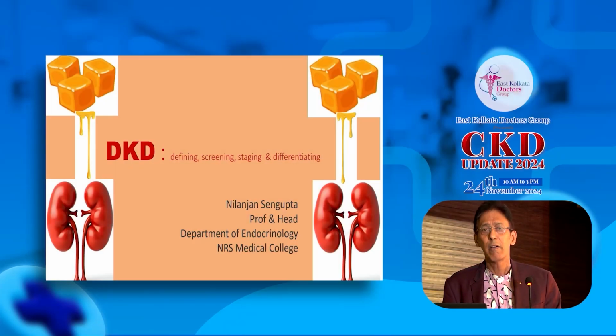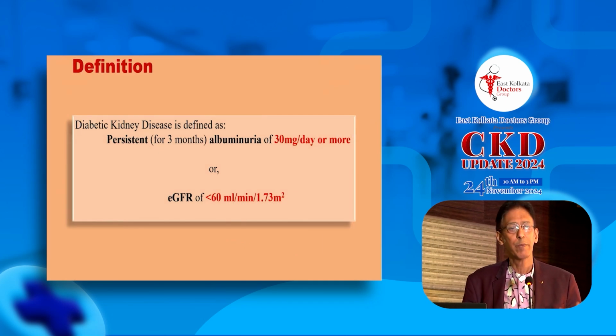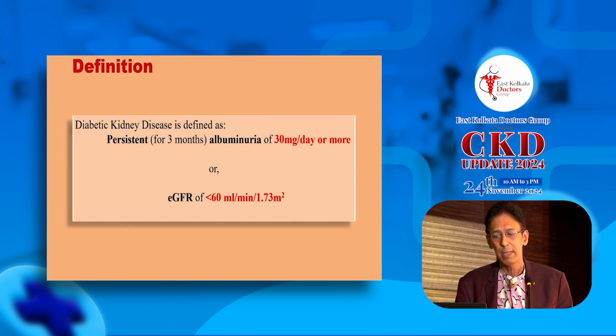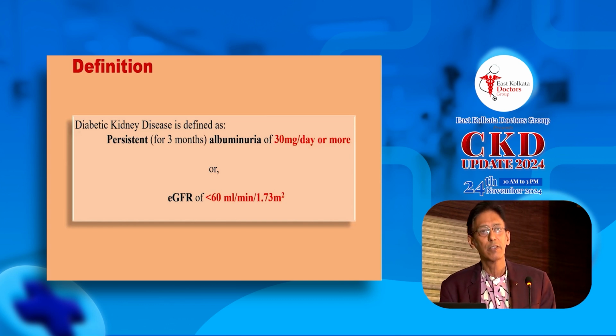My brief would be to brief you on defining, screening, and staging of DKD and probably differentiating. Now, how do we define chronic kidney disease? There should be persistent, that is more than 3 months of albuminuria, or eGFR which is less than 60 mL per minute.